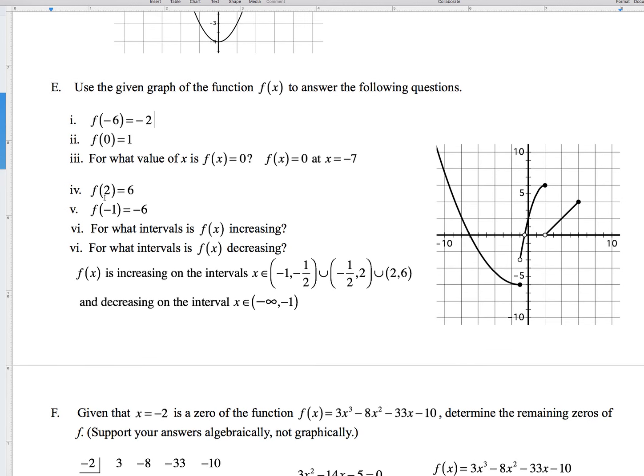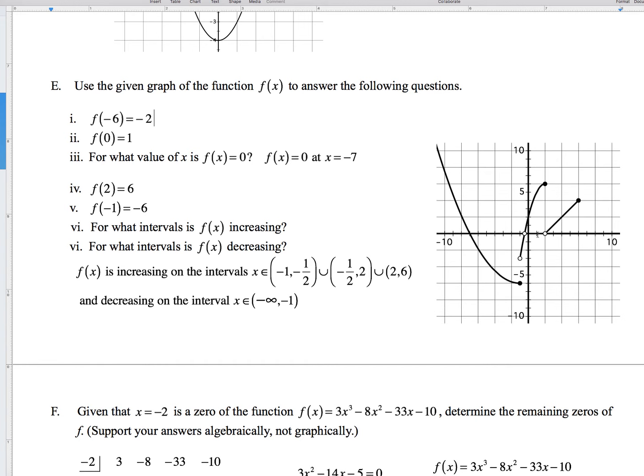Then we're asked, what is the function value at 2? What is f of 2? Well, to do that, we count 1, 2, and we're tempted to say it's 0, but no. You go up to see that the first point where the function is actually defined is at a function value of 6. So f of 2, the function value at 2, is 6.